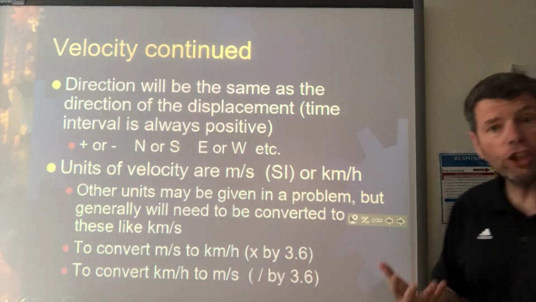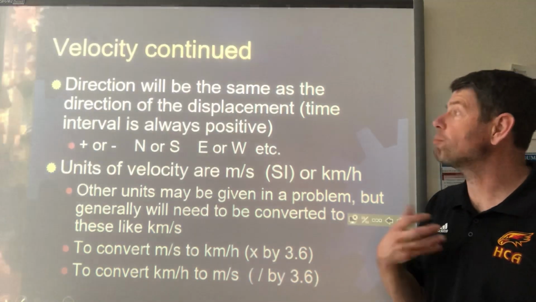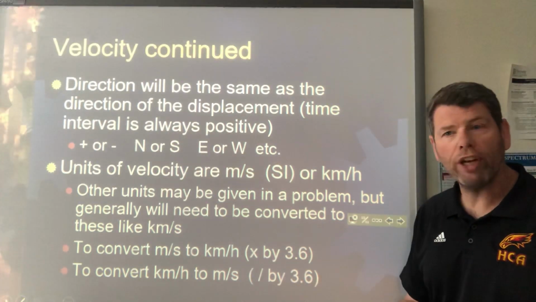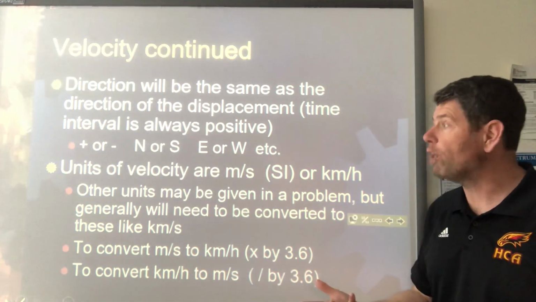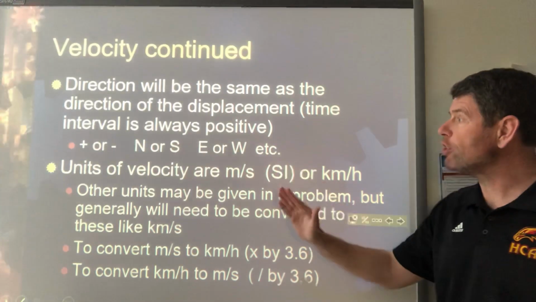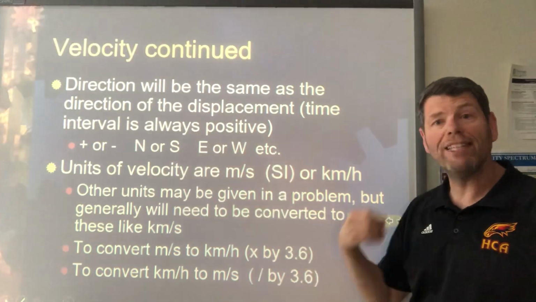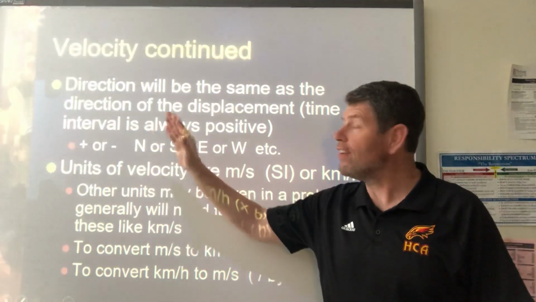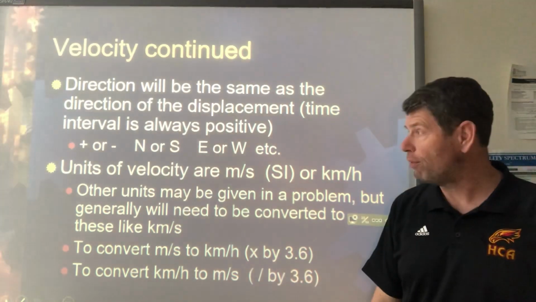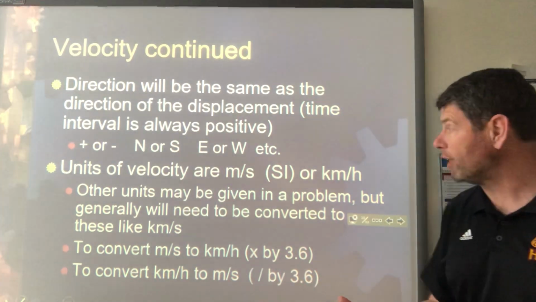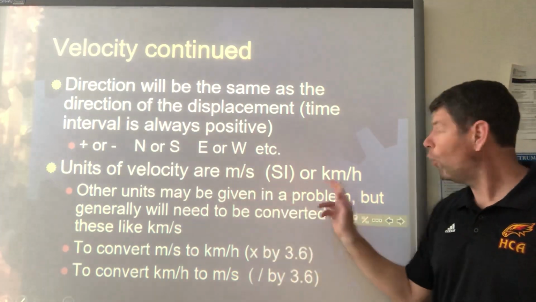Now in terms of a direction for your velocity, it's going to be the same as the direction of the displacement. And remember, we're not going to be worried about a sign for a time interval, delta t, because it's always going to be positive. Remember, our directions can be north, south, east, or west, but we get to decide what we're going to give as the positive direction, and then the opposite direction would simply be the negative, just like before when we were working with displacement.